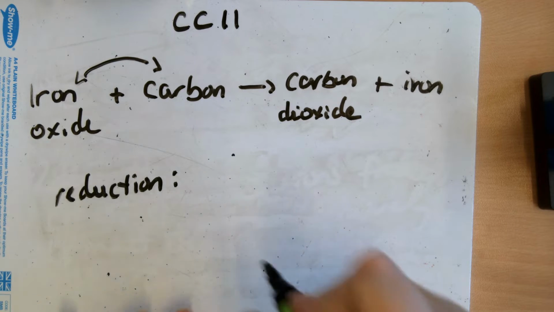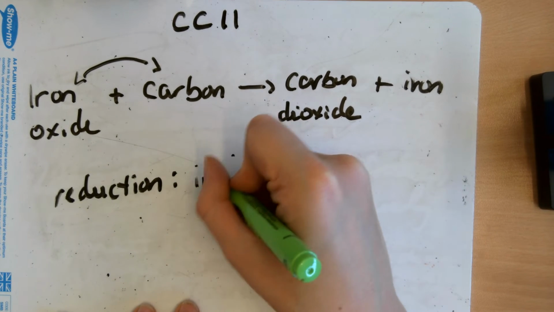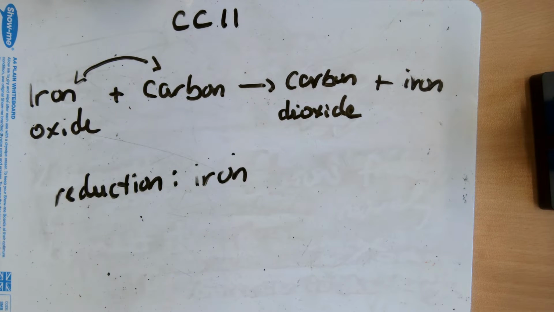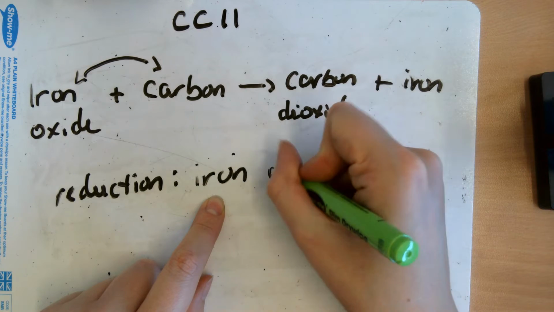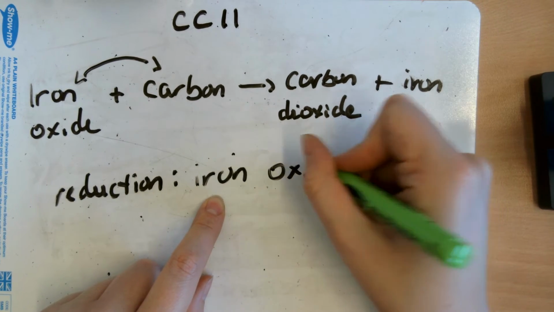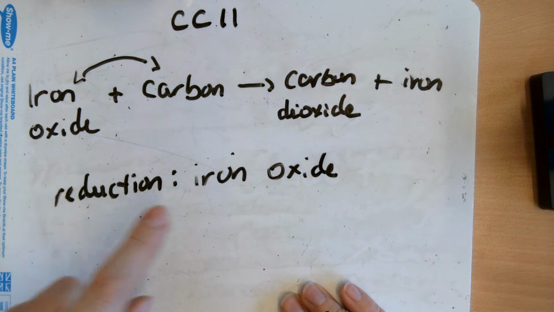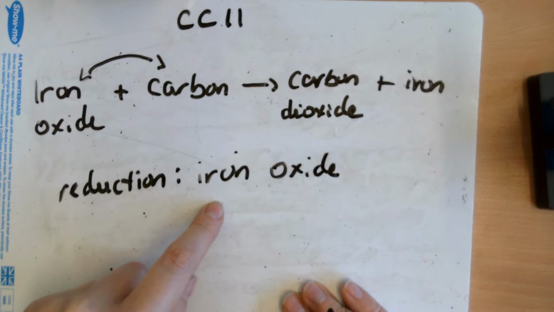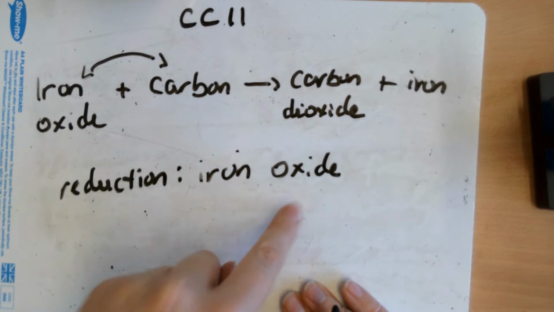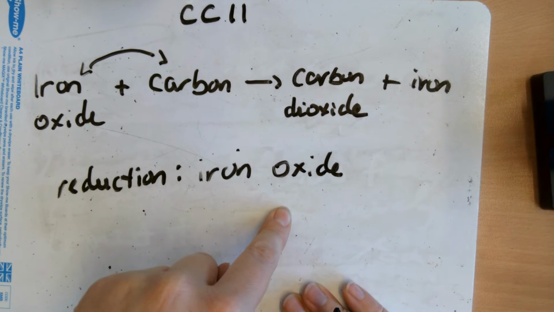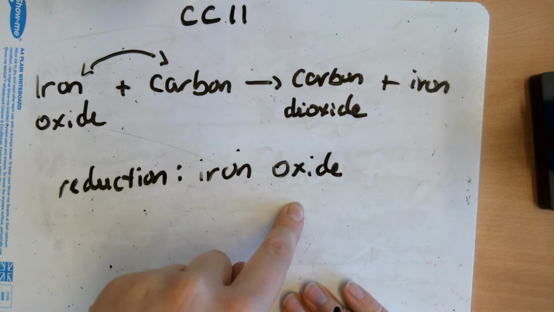When you're asked what is reduced, what students will often write is iron. They'll say iron has lost oxygen. Okay? Iron doesn't have oxygen to lose. Iron oxide has oxygen to lose. If you write iron, you won't get the mark. You have to write iron oxide. Iron oxide is reduced because iron oxide has oxygen and it loses it. Okay, so make sure you mention the oxide.